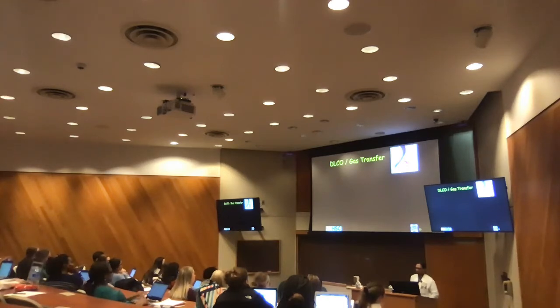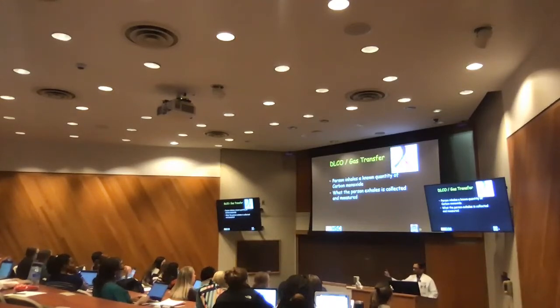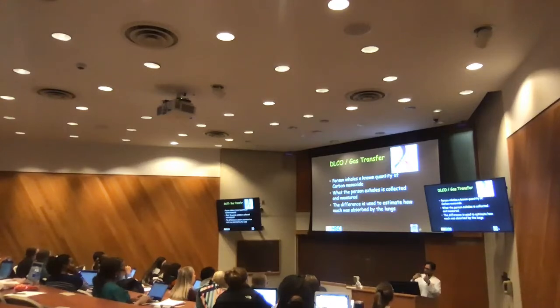Good. Now how is gas transfer measured? They first inhale a known amount of carbon monoxide, and then they hold their breath for about 10 seconds, and then they exhale. Whatever the patient exhales is collected and measured. So what goes in, what comes out, the difference is what the patient absorbs. Using that, we determine the person's carbon monoxide transfer factor.